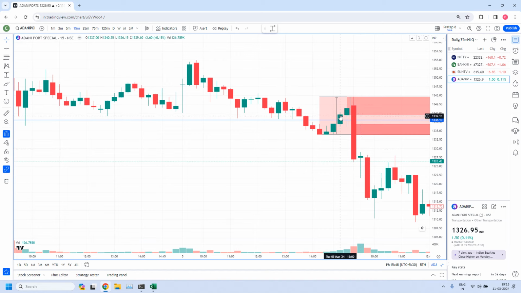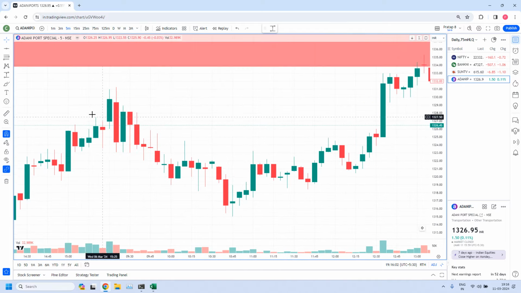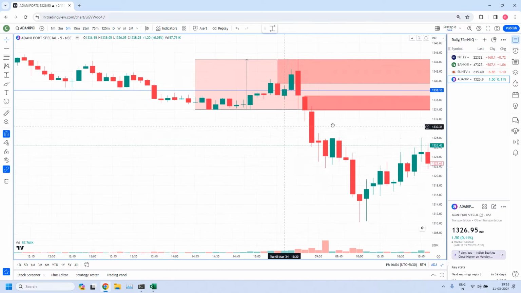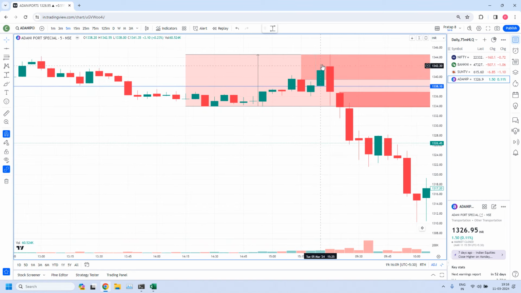This one we have a medium size leg candle, then a base candle, and a drop candle. We have drawn a 15-minute zone here. But inside this 15-minute zone, the moment you go to 5 minutes to fine tune, see what happened. We have seen a rally candle and a drop candle, and in between there is no base candle. That is the reason why we cannot take a trade inside this.